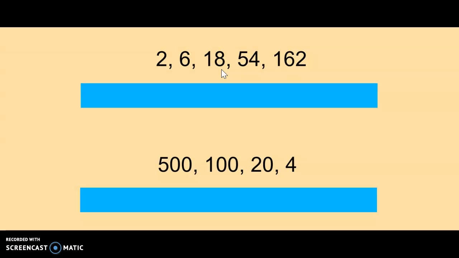So how else can I get from 2 to 6? Oh, I can do times 3. So let's try that, times 3. 2 times 3 is 6.